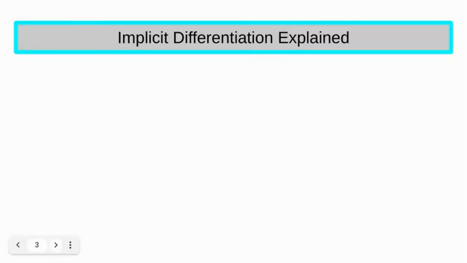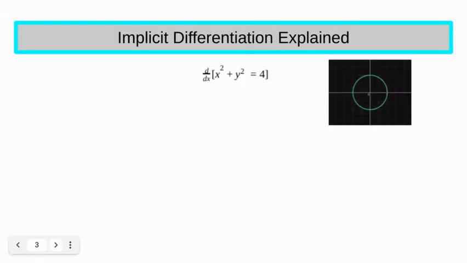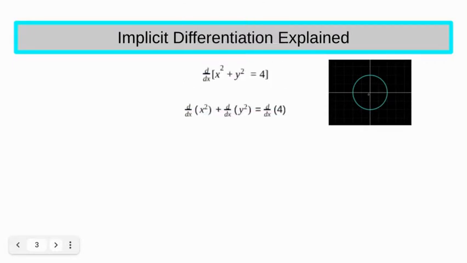This is an example problem for implicit differentiation, and I got a little graph off Desmos for you guys to see what the function actually is. And x squared plus y squared equals 4 is the equation for a circle centered at 0 with the radius of 2. So the first step obviously is to differentiate, and so this is how you fully write that out.